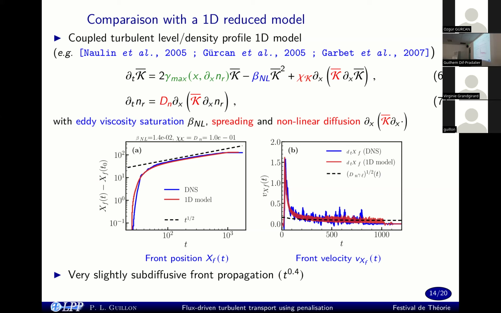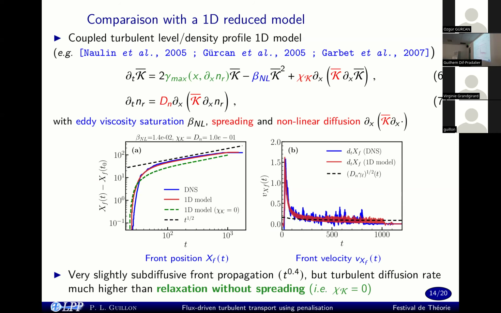And one pending question is the relevance of this spreading term here. So we try also to cancel it, taking chi equal to 0, and all the other parameters stay the same. And this is the green dashed line that we see here. And you see that the behavior is slightly different, because first, the profile does not propagate as far as in the DNS and the original 1D model. And also the power law here is different. It's more steep, closer to the diffusion one.